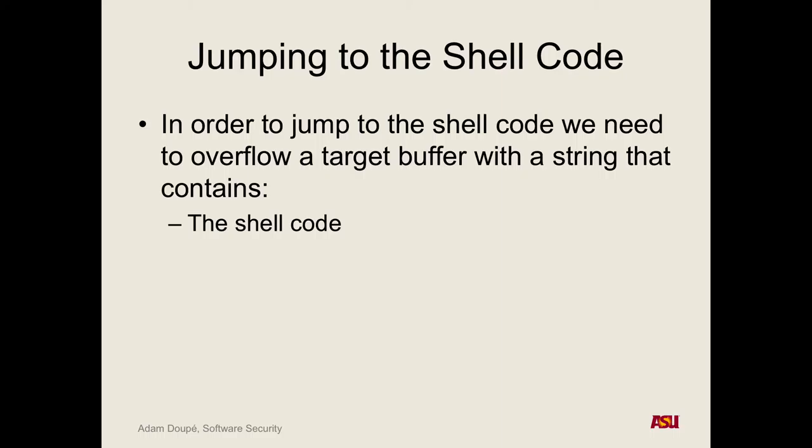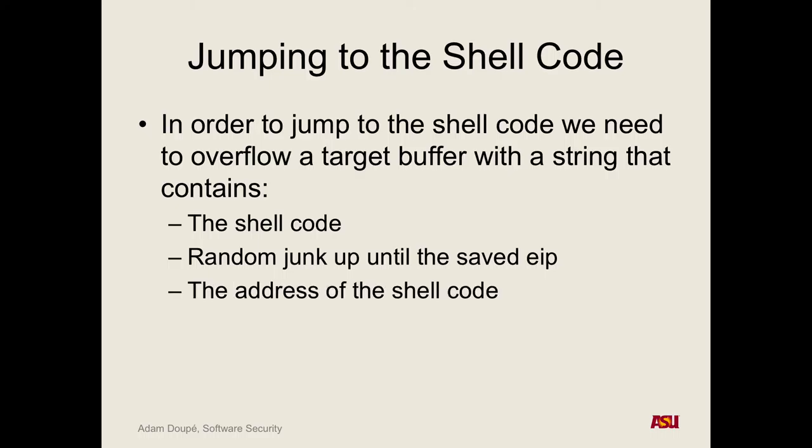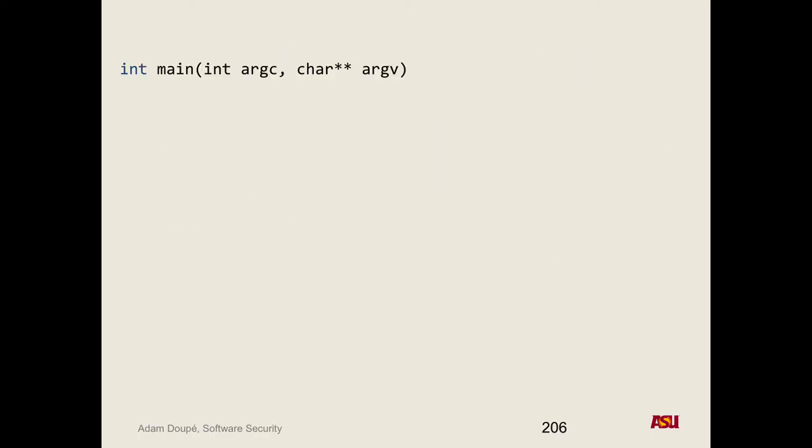So essentially, most buffer overflow exploits are going to look like your shellcode first, and then however many random jump bytes you need in order to get up the stack to the saved EIP. Then after that, you have 4 bytes of the address of the shellcode. So let's put it all together.